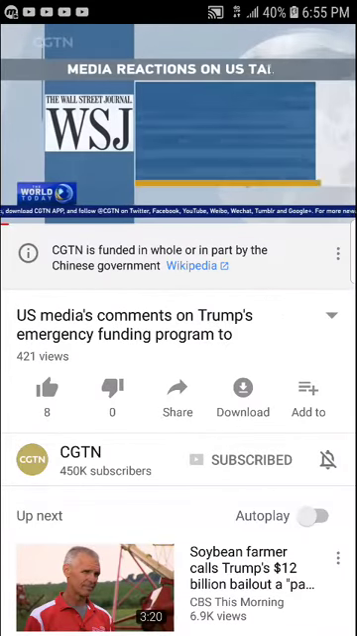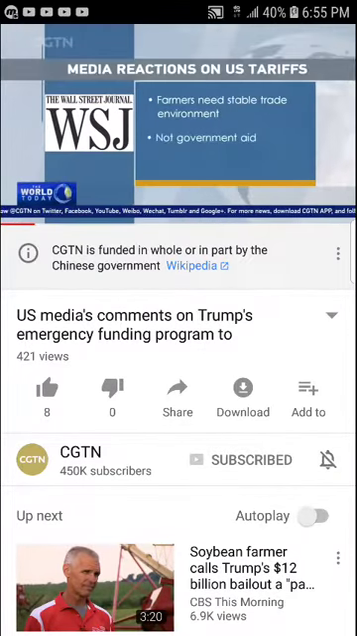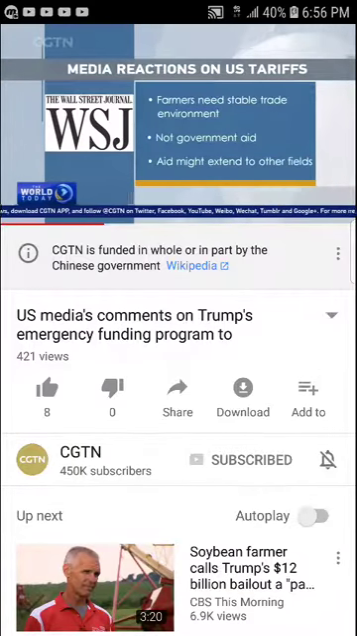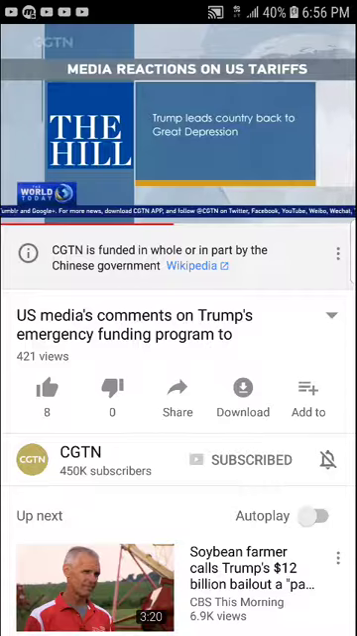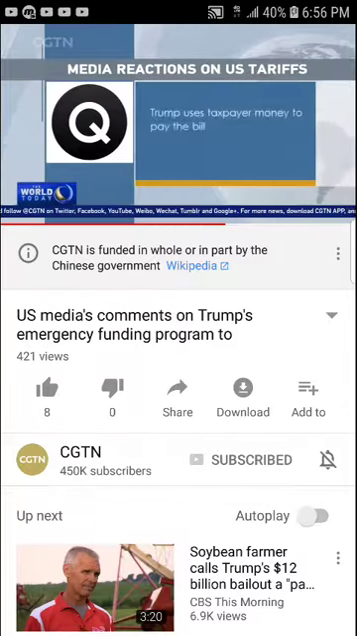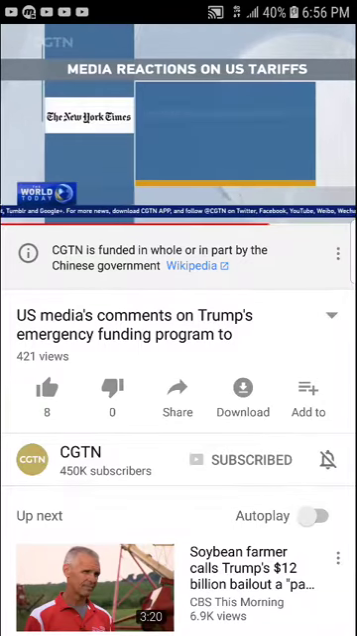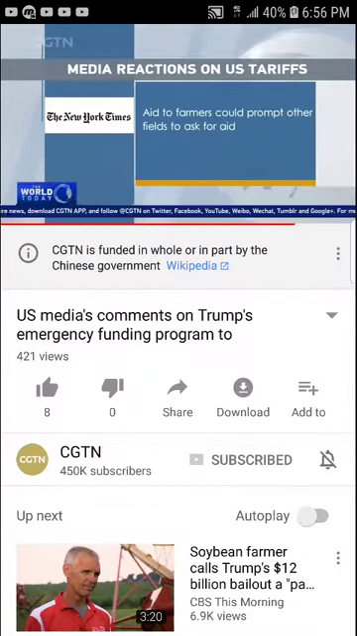The Wall Street Journal reports that some members of Congress are skeptical about the move. They say what farmers need is a stable trade environment, not government aid. It also reports some Republican senators worrying that aid might extend to other fields if Trump continues with his tariffs. The Hill reports one senator saying the Trump administration is leading the country back to the Great Depression. And Axios reports criticism that Trump is paying the bill for tariffs with taxpayer money. And from the New York Times, one senator suggesting the move would also prompt other fields hurt by trade frictions to ask for extra aid as well.